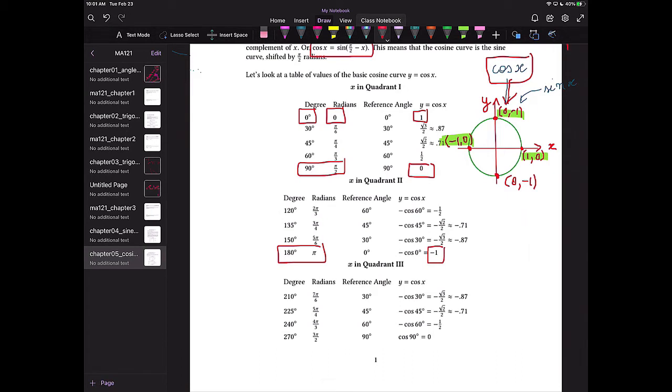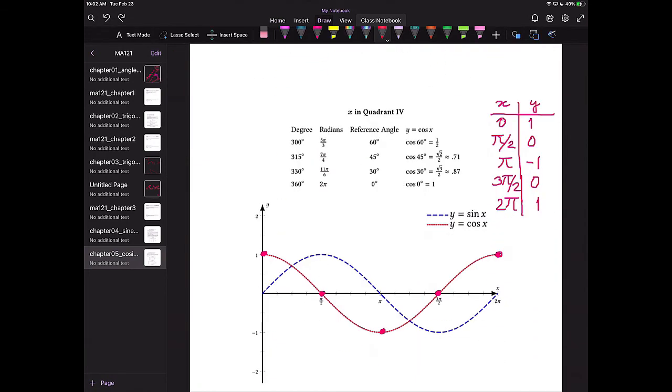The next quadrantal angle is 3 pi over 2, which is the same as 270 degrees. The point on the terminal side is the point 0, comma, negative 1. Therefore, the cosine of 3 pi over 2 is 0. Moving on to the angle 2 pi radians, which is equivalent to 360 degrees, we have that the point on the terminal side corresponds to the point 1, 0. Therefore, the cosine of 2 pi is 1.